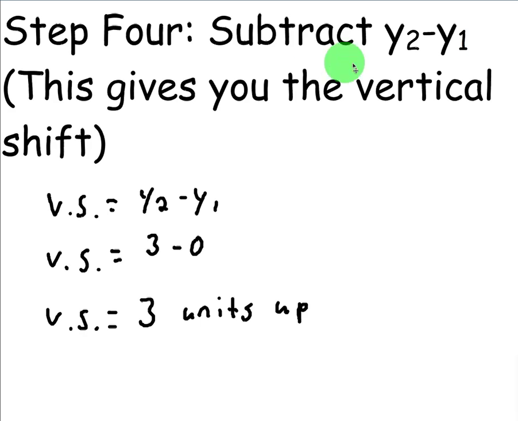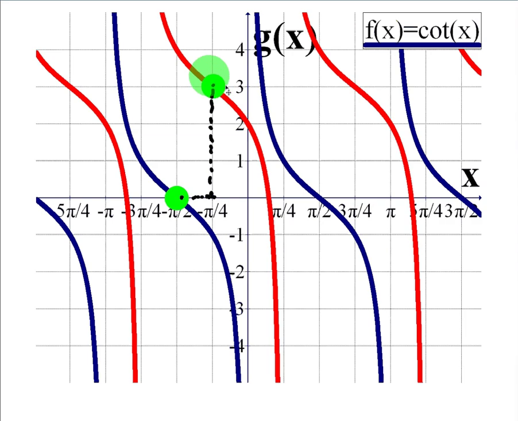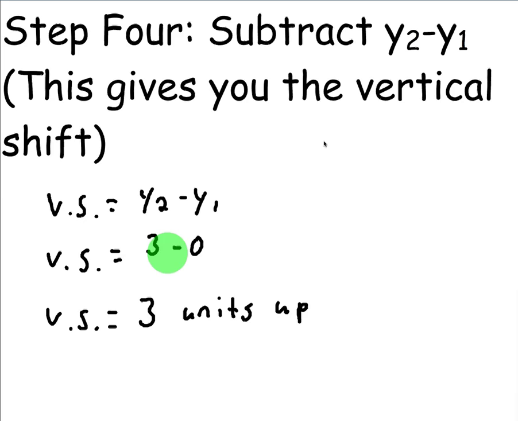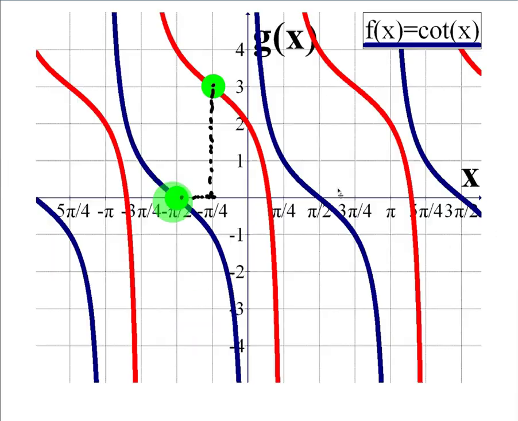And to get the vertical shift, you're going to take your second y value and subtract your first y value. So let's see what those are. Second y value is 3. The first one is 0. So 3 minus 0 is 3, and therefore this tells us that the transformed function, the red one, shifted 3 units up from the parent function.